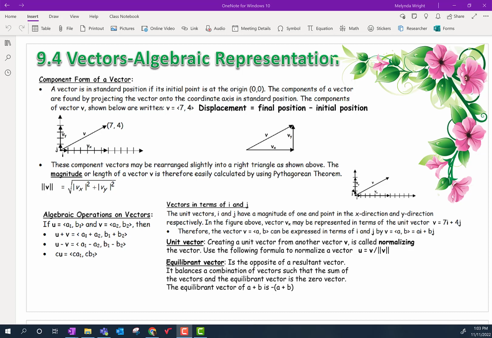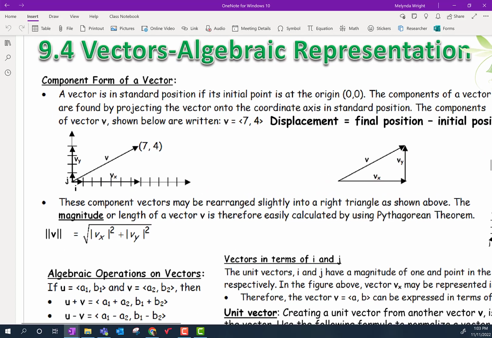All right, so let's take a look at today's lesson. The last time we worked with vectors with the geometric representation. We drew them, we added them by drawing them head to tail, that kind of thing. We drew the resultant vector. What we're going to focus on this time is the algebraic representation of a vector. We're going to look at the components and all that kind of fun stuff. So let's take a look.